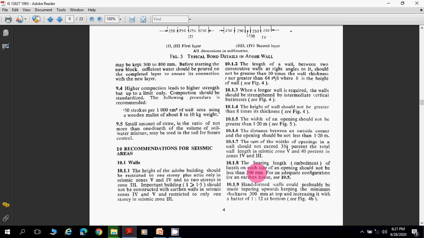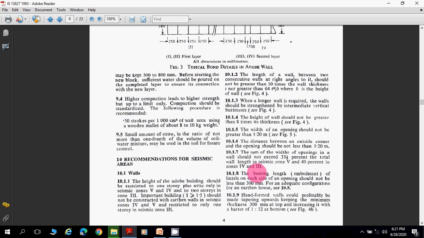Important buildings, such as those having an importance factor greater than 1.5, should not be constructed with earthen walls in seismic zone number 4 and 5, and only 1 story is to be constructed in seismic zone number 3. So important buildings such as hospitals and monuments are to be avoided in zone number 4 and 5, and only single-story important buildings can be constructed in zone number 3.